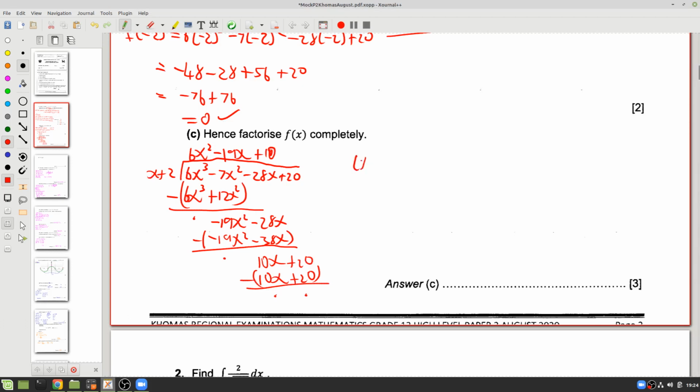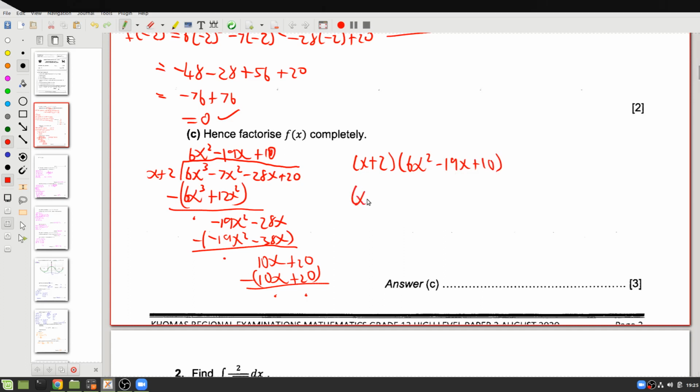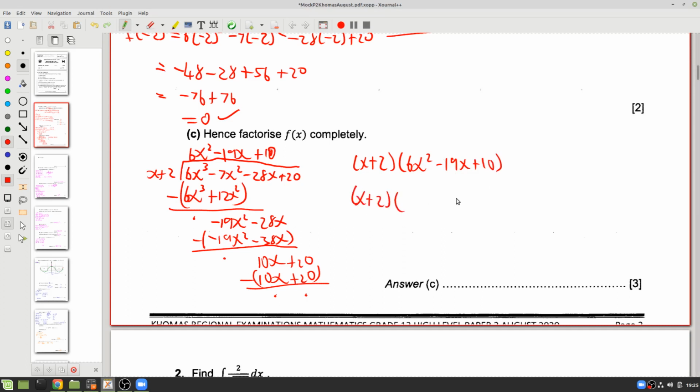So we have the x plus 2. And we have the 6x squared minus 19x plus 10. Sorry, I almost wrote 20. Plus 10. Okay, so now we just need to see, can this part factorize further? And indeed it can. So we've got our first term is x plus 2. And now this will turn into two brackets.